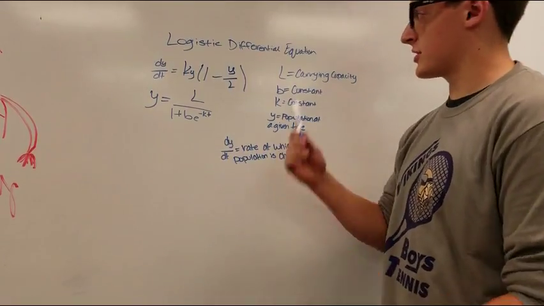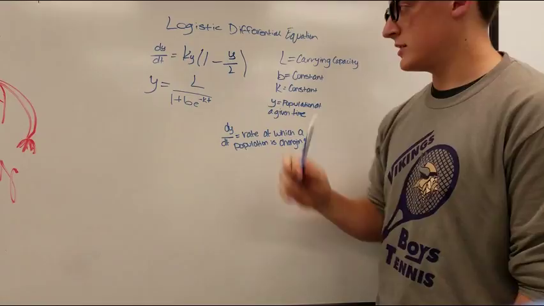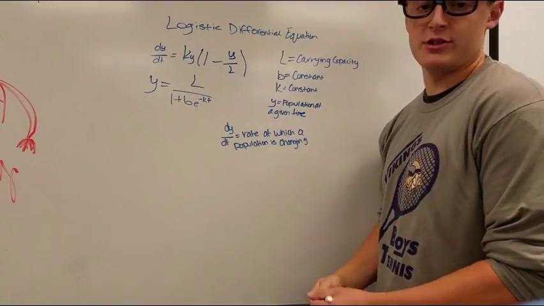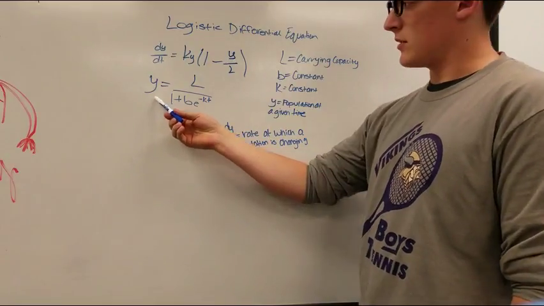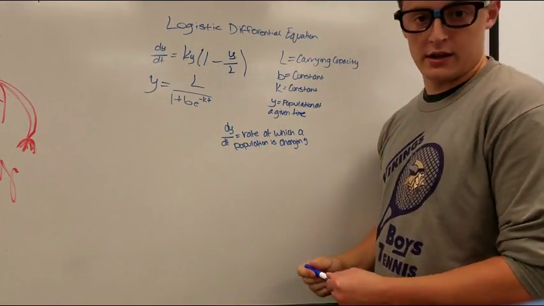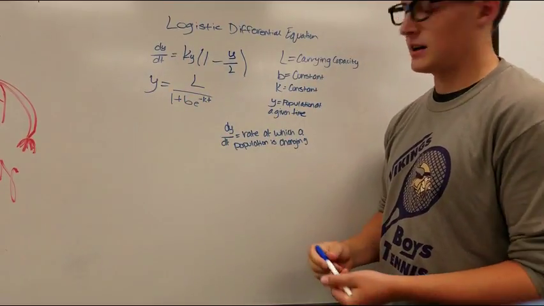Alright, so now we're doing logistic equations. This is the logistic differential equation. dy dt is the rate at which the population is changing at a given time. This is the solution to that, and y is the population at a given time. L is equal to the carrying capacity, and B and K are constants.